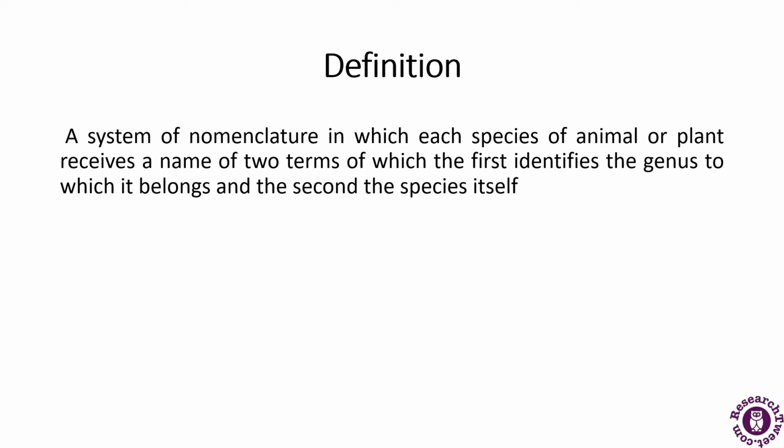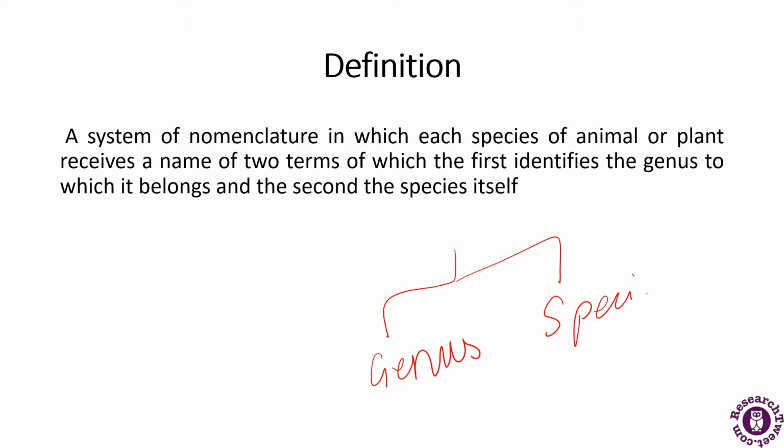The definition is that it is a system of nomenclature in which a species of animals or plants receives a name of two terms, of which the first identifies the genus to which it belongs, and the second the species itself. So it is a biological system of naming organisms in which the name is composed of two terms. One will be of the genus and the other will be of the species. So this is what binomial nomenclature is.